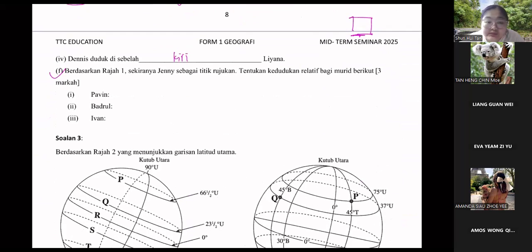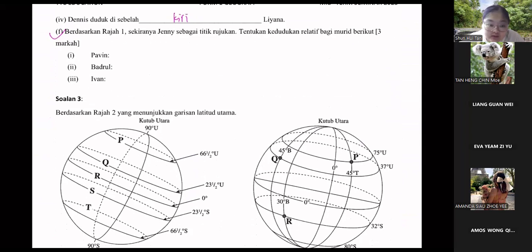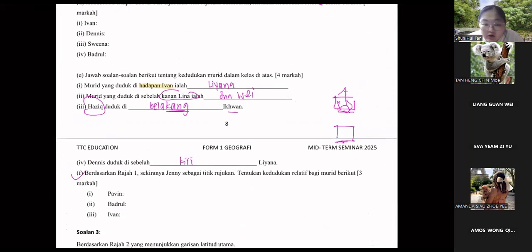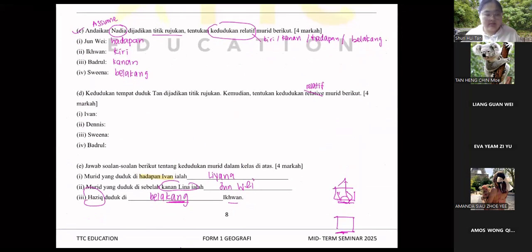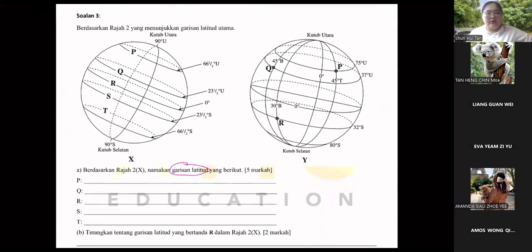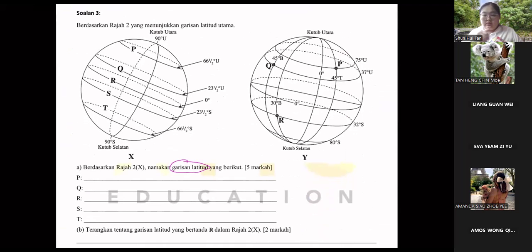All right. Now I show you latitude and longitude. Let's go through it a little bit. You see, berdasarkan Rajah 2X, namakan garisan latitud. So, what is the line? Go up a bit. Okay, like that. Let me know if you're done, then I will move on. Not too fast, right? Let me know if you feel it's too fast and you cannot follow. I'm not going to move on. Slow down a bit.